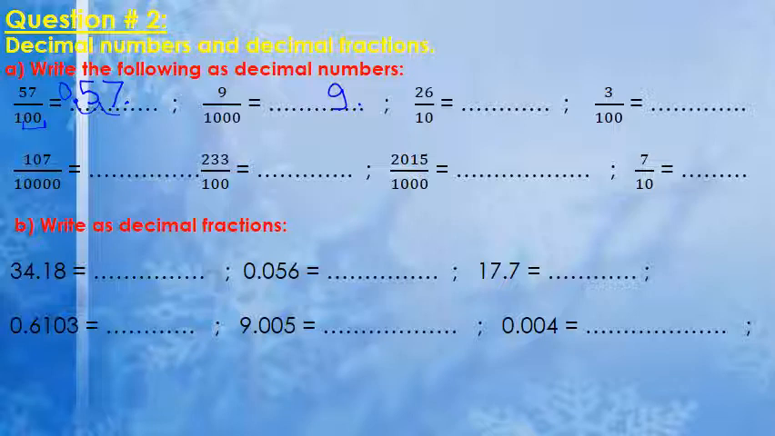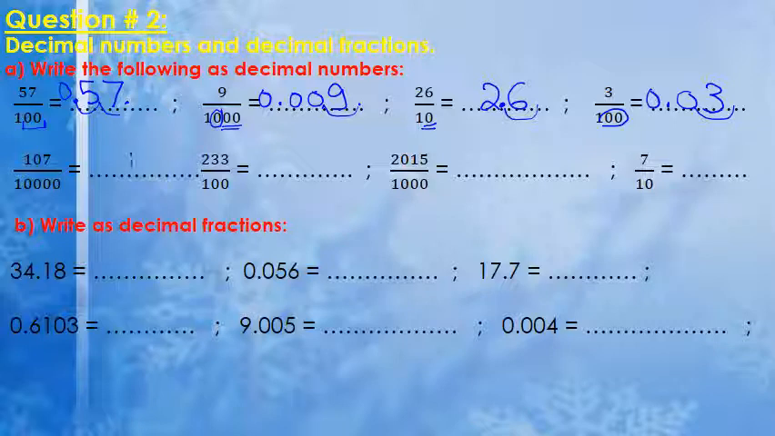move it 3 digits to the left. 1, we still have 2 zeros, we've moved it 1 so 0, 0, 0.009. 26 over 10, we write the numerator as it is. In the denominator, we have 1 zero, so we move it to the left 1 digit, so we write 2.6. 3 over 100, we write 3, and because we have 2 zeros, we move it to the left 2 digits. 1, the other is 0, so it is 0.03.